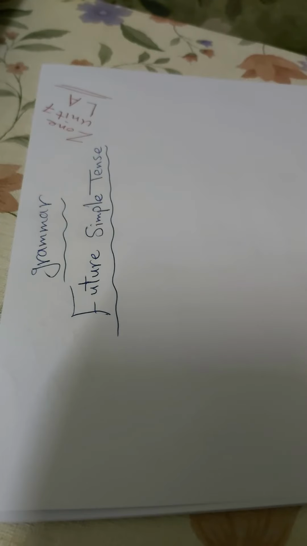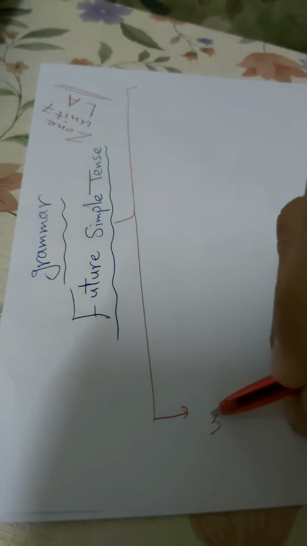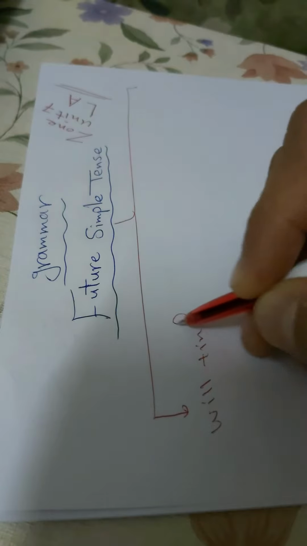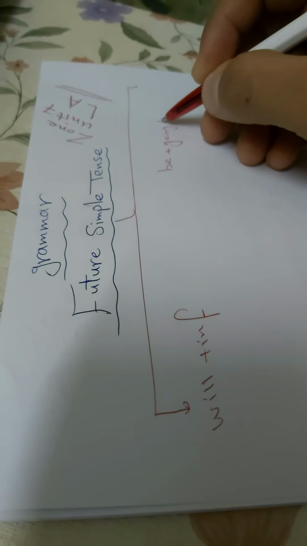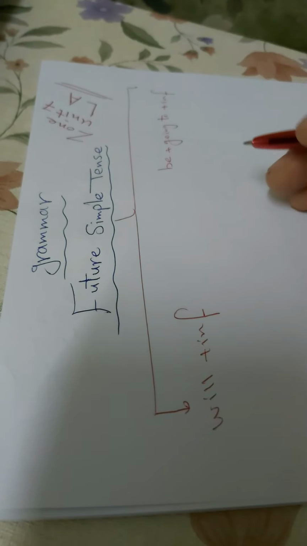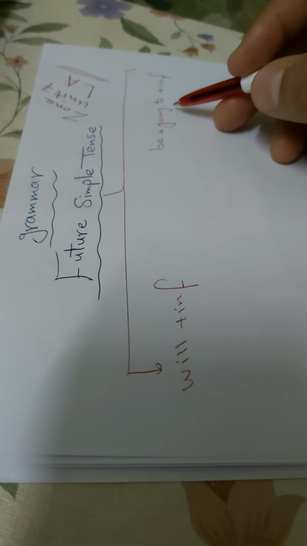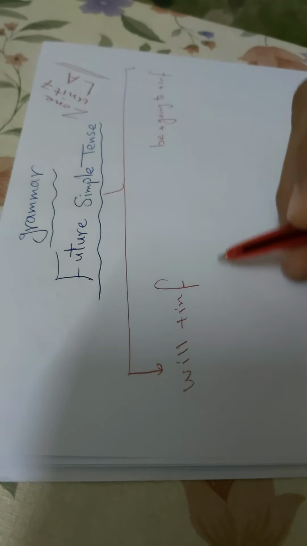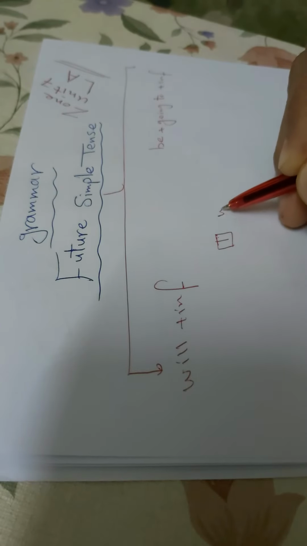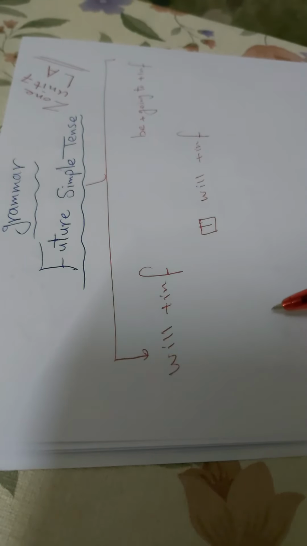We have two ways to express future. We can use will plus infinitive or be plus going to plus infinitive. Again, we can use will plus infinitive or be plus going to plus infinitive. Okay? Let's start with will plus infinitive. Let's take the form.